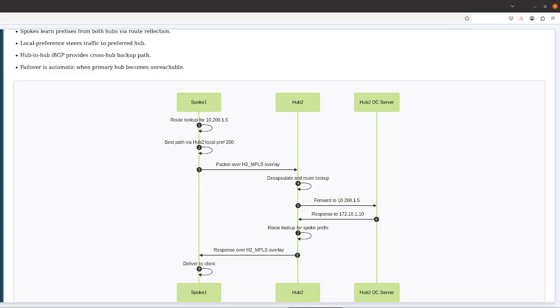Because Hub 1 and Hub 2 peer with each other and Hub 1 has the same prefix in its BGP table, traffic now flows Spoke 1 to Hub 1 over H1_MPLS, then from Hub 1 to Hub 2 over the hub-to-hub link, and finally from Hub 2 to the destination. The cross-hub path adds latency but preserves connectivity, which is the entire point of a multi-hub design.